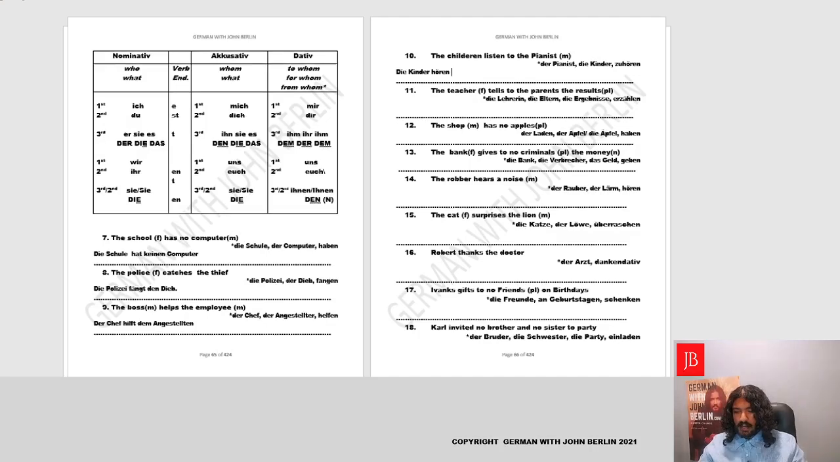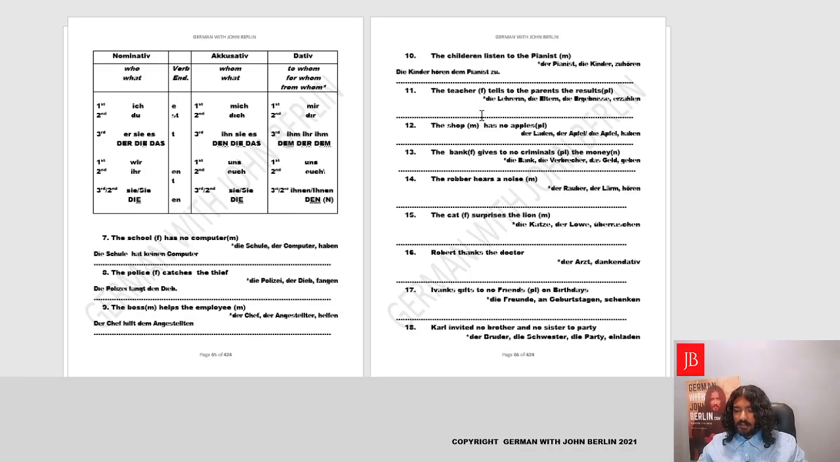Very good. To the pianist. To whom? It'll be pianist, masculine, dem. Very good. Dem Pianist. And then we'll put down the last part of the verb, which is zu. Let's write it down here. Zu. Die Kinder hören dem Pianist zu.